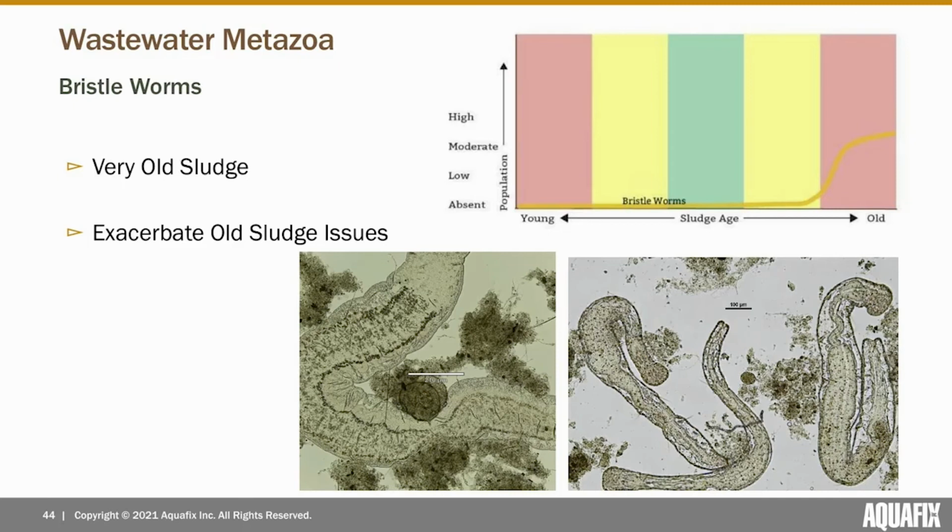And if you have bristleworms, they can be detrimental to your plant, as they have been known to reduce the MLSS levels by consuming bacteria. And they have a tendency to consume the younger and healthy bacteria, which then exacerbates the high sludge age related issues that are probably already occurring.